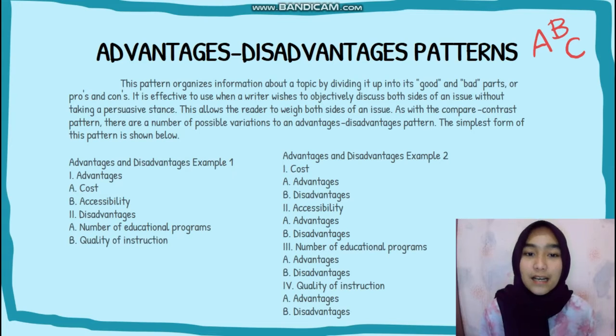Advantageous and disadvantageous example 2. 1. Cost. A. Advantageous. B. Disadvantageous. 2. Accessibility. A. Advantageous. B. Disadvantageous. 3. Number of educational programs. A. Advantageous. B. Disadvantageous. 4. Quality of instruction. A. Advantageous. B. Disadvantageous.